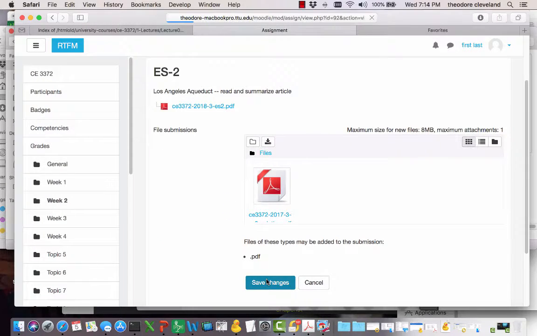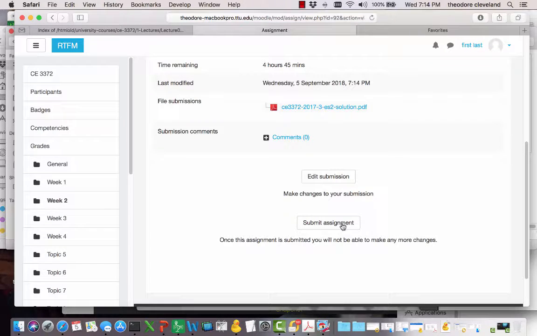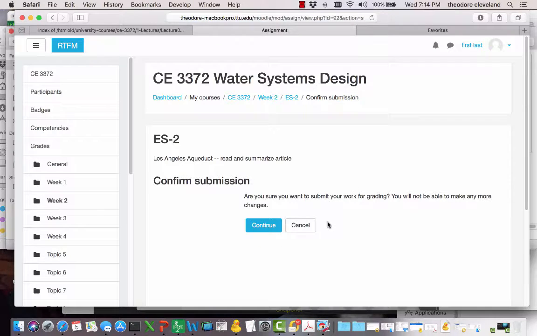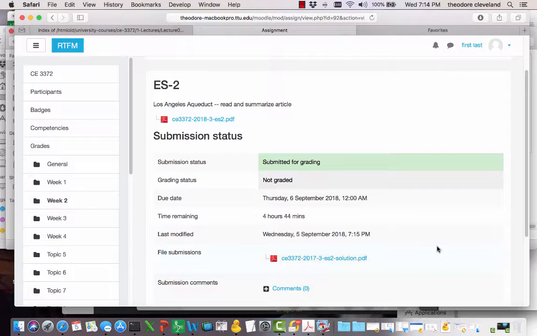Save the changes, and it says draft not submitted. Then I have to press the submit, and once I press continue, no force in the universe can make it come back. And now it's been submitted for grading.